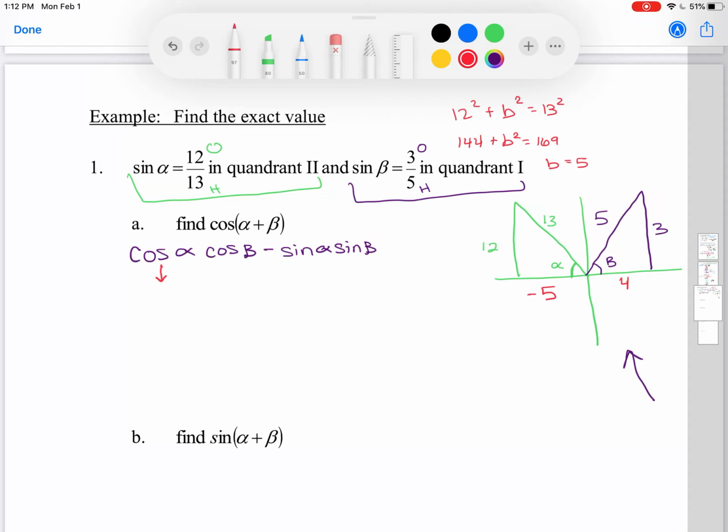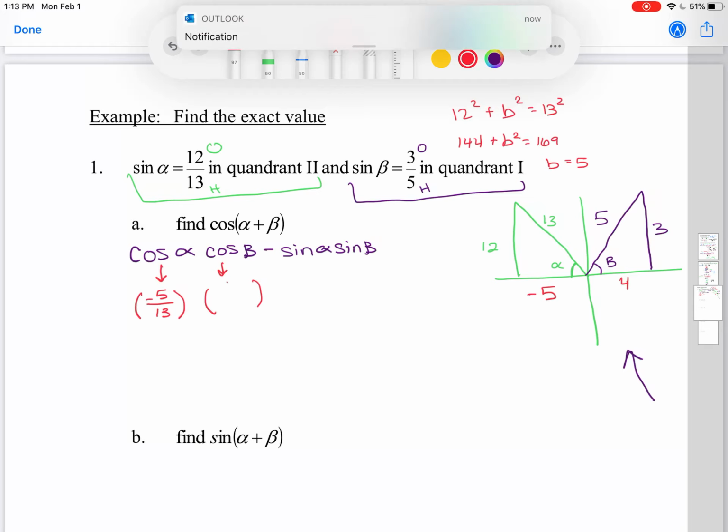So when I get to the first part that says cosine of alpha, I'm going to go to my alpha triangle in the second quadrant. That's why it was important we labeled which one was which. And I'm going to find my cosine of that triangle. Cosine is always adjacent over hypotenuse. So in this case, my adjacent was -5, hypotenuse 13. Then I'm going to go to cosine of beta. So looking at the beta triangle, I'm going to do the first quadrant. So my adjacent there would be 4, hypotenuse 5.